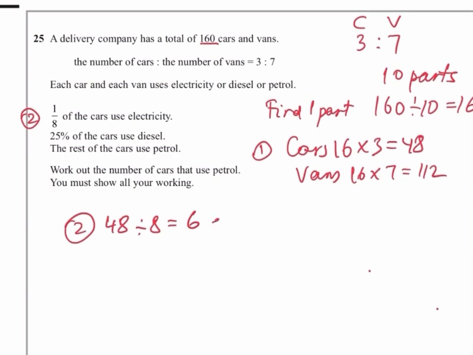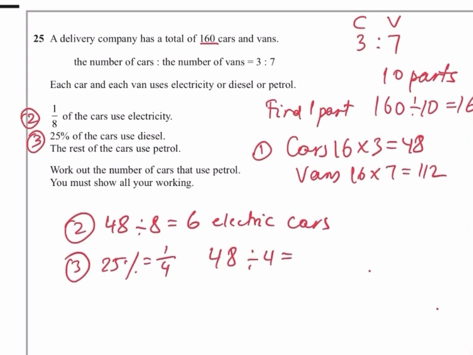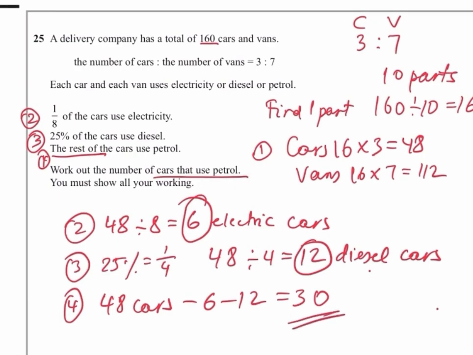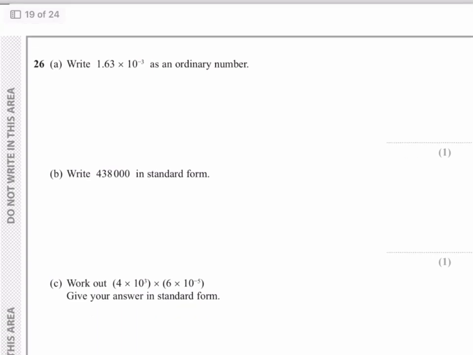Okay, so we know there are 48 cars. Let's find 1/8 of it, that is divide by 8. And then you're working out 25% of 48. Please use 48 again, don't use a different number. We'll be left with 30 cars that use petrol. 30 cars. Did you get this right? Well done.